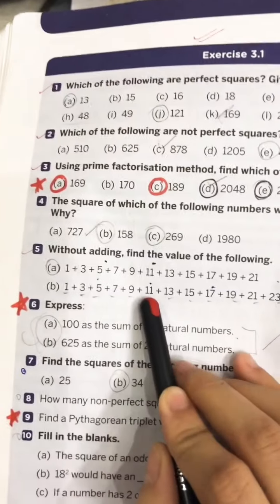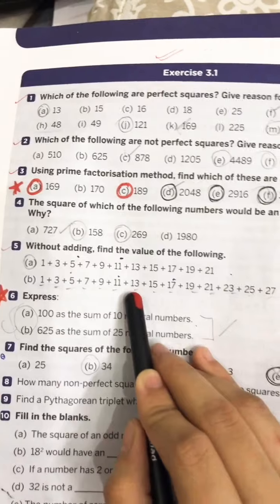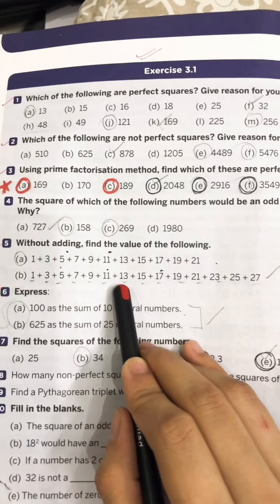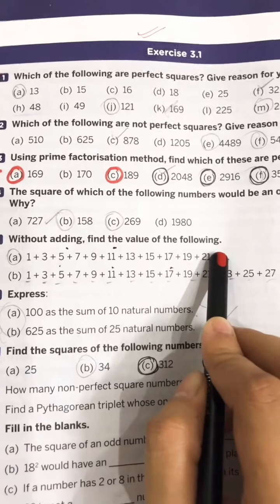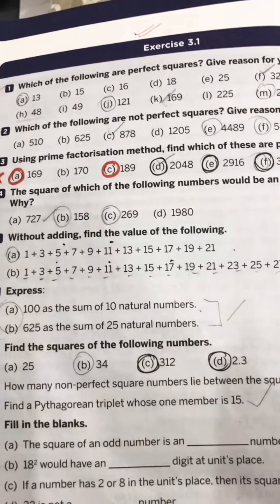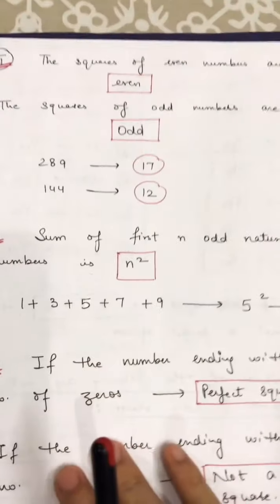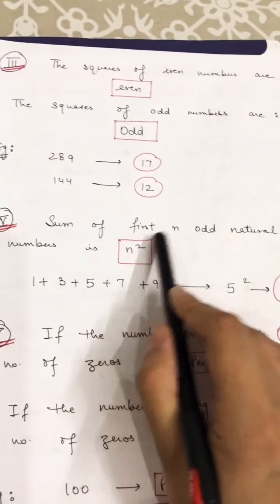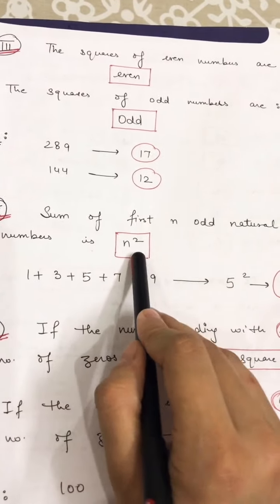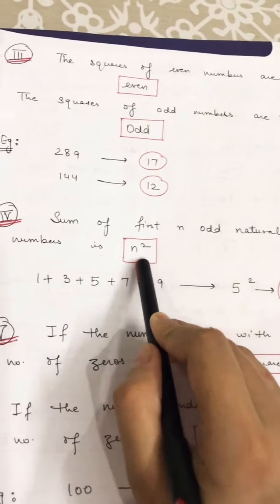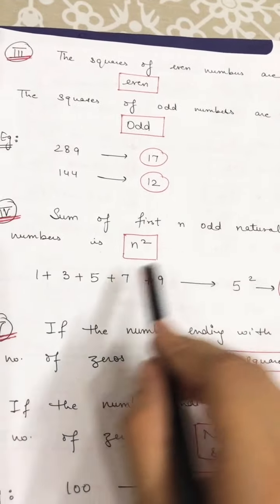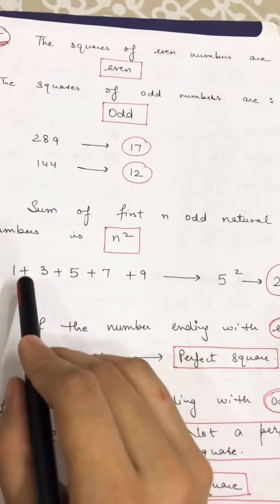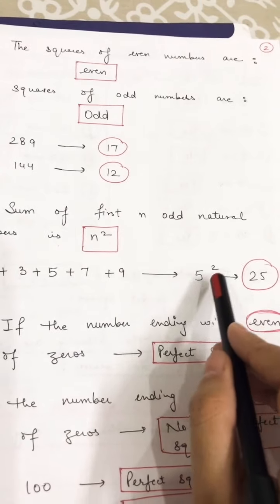Now I'm going to start the last question of today's lecture, that is question number 5. Question number 5 is, without adding, find the value of the following. Again, I told you in the beginning of the lecture that the sum of first n odd natural numbers is n square. If any series of odd natural numbers is given to you, then you have to count the numbers and find the square of that number.